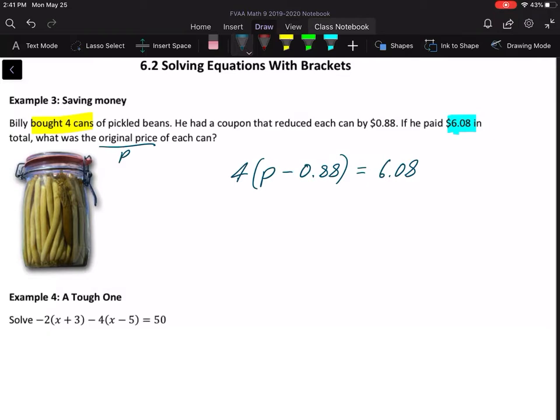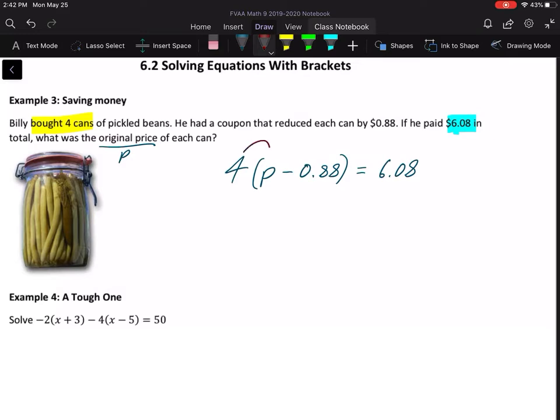Well, this is a good example where 4 doesn't really go nicely into 6.08. It just doesn't. And so in this situation, I would want to use only the distributive property. I would not want to use the other method we talked about, crossing out the denominator by dividing by 4 on both sides, because I'd end up with a fraction on the right side, and that would not help my cause. That would complicate this problem. So I'm going to distribute that 4.